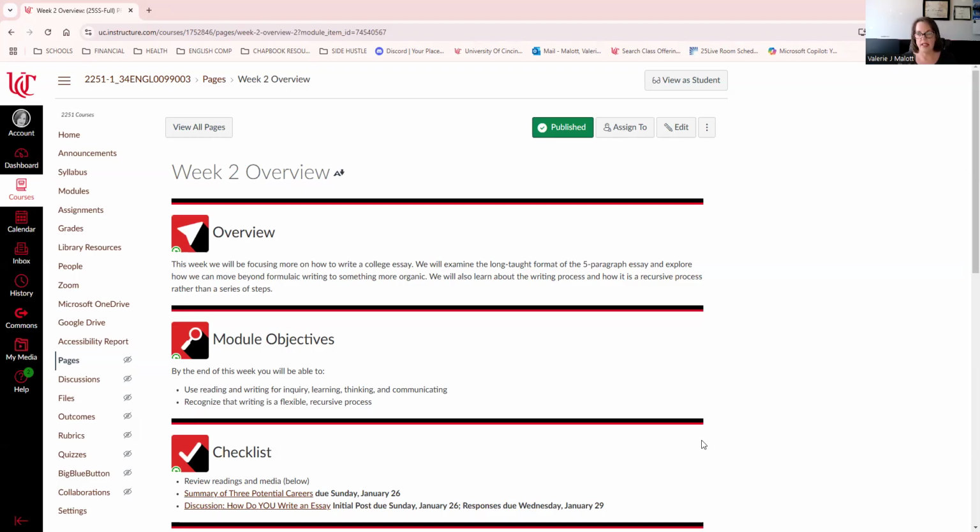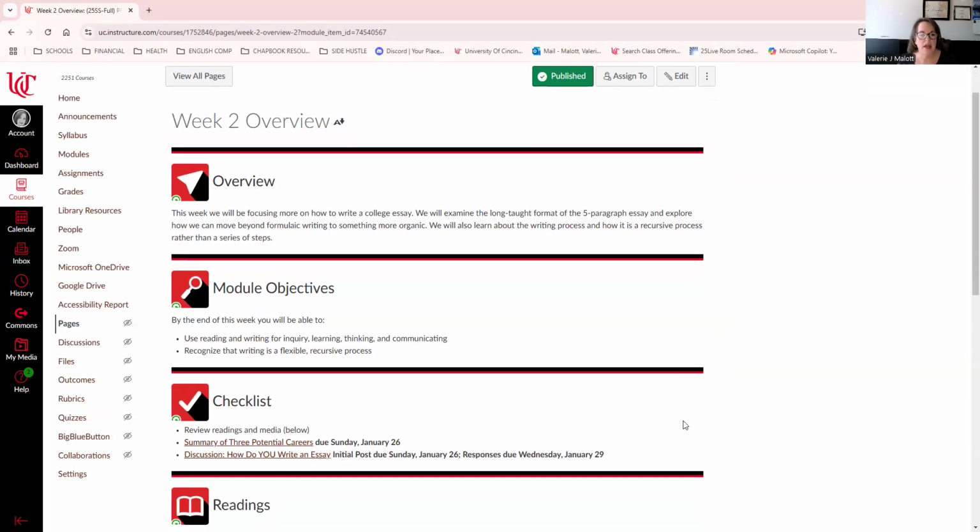So hopefully we'll learn to write a little bit more organically and figure out how we can best move through that writing process. We'll learn about the writing process. It's a recursive process rather than a sequenced series of steps. So we go back through all of the various parts of the writing process while we are writing something. The objectives this week are to use reading and writing for inquiry and to recognize that writing is a flexible and recursive process.